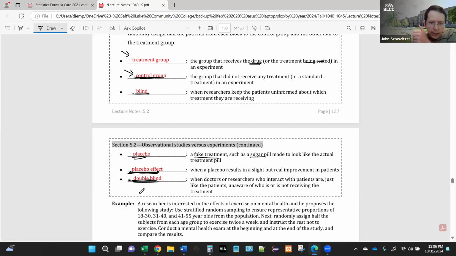So with double blind, that's where the researchers, the doctors who interact with the patients are, just like the patients themselves, unaware of who is receiving the treatment. So we like to have blindness. It's a good thing when it comes to these experiments. And if we can have a double-blind experiment, that's great. Okay, so these are all things we want to have in our experiment.